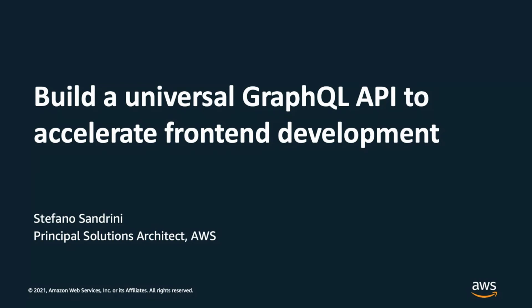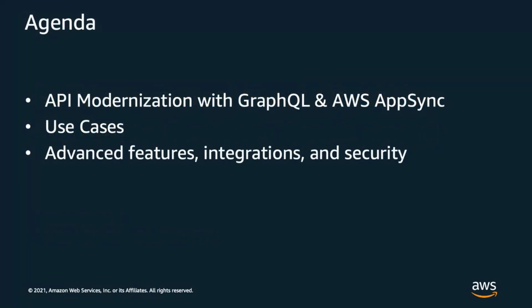And today I'll be talking about how to build a universal GraphQL API to accelerate front-end development. So let's have a look at the agenda for this session. The main topic is how we can use GraphQL and a service called AWS AppSync to build modern APIs that can help developing your application faster. In addition, during the session, we will have a look at some use cases, such as real-time applications, and we'll take a look at some advanced features of AppSync, such as security and authorization for your GraphQL API.